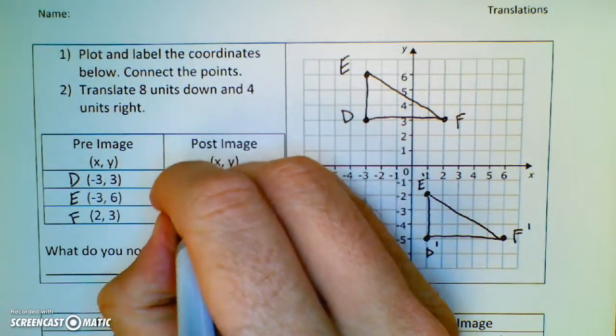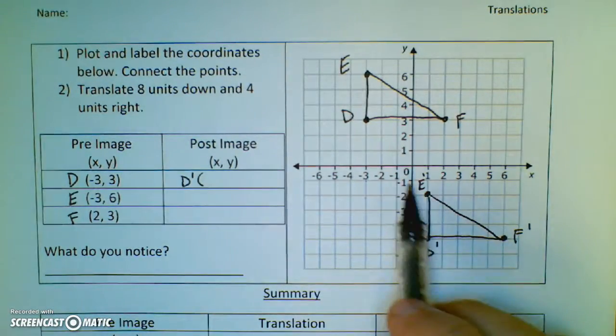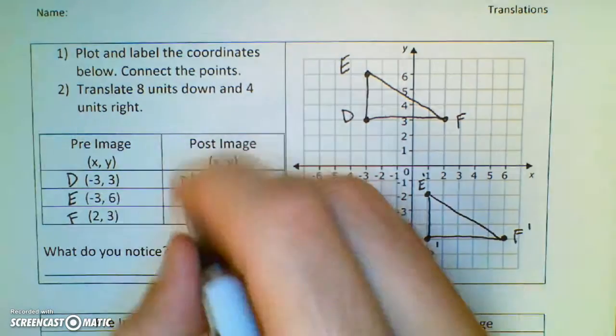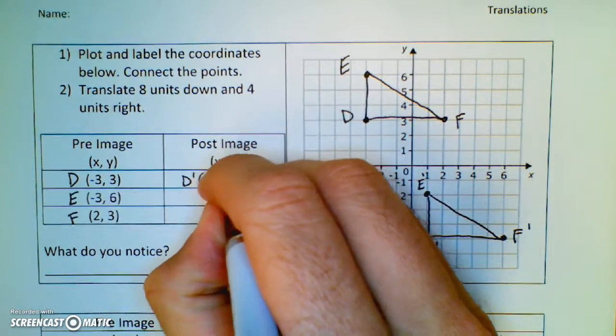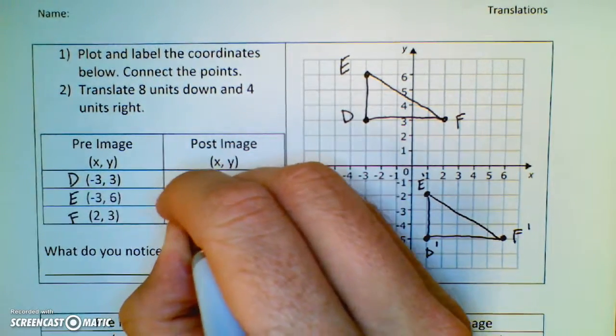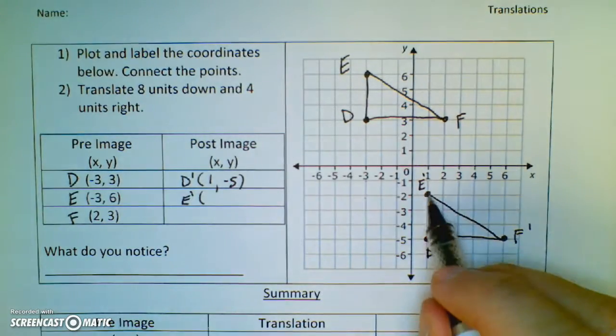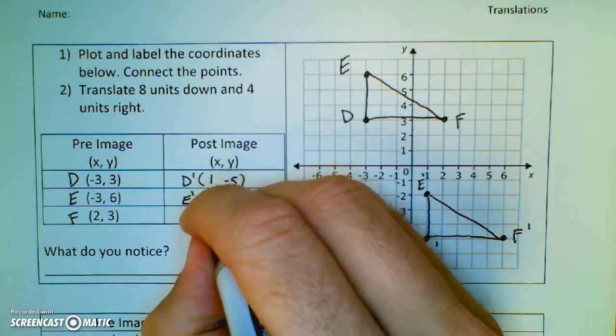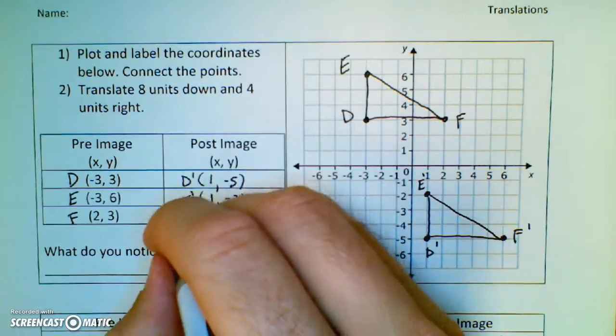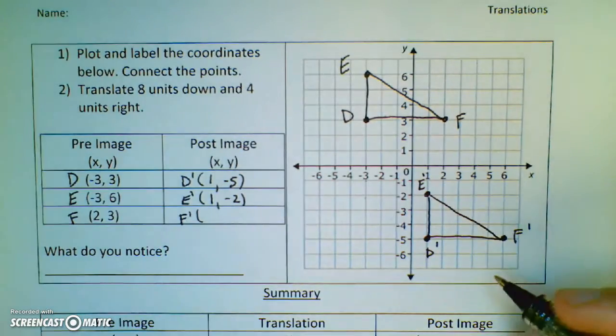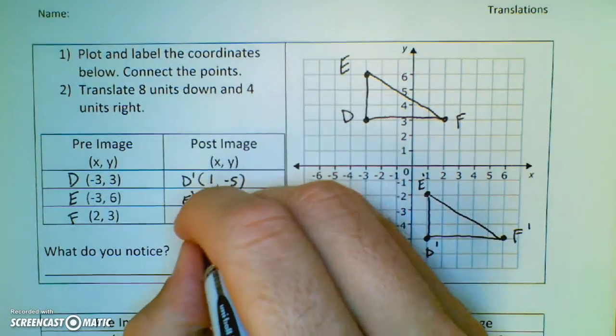So let's get those coordinates. D prime is at 1, -5. E prime is at 1, -2. And F prime is at 6, -5.